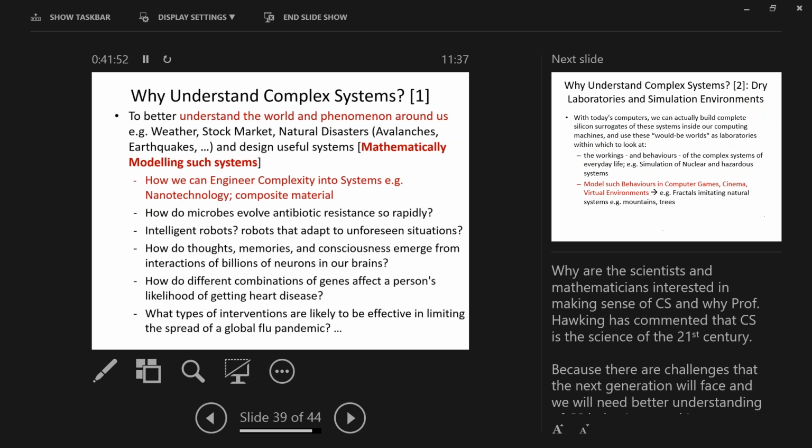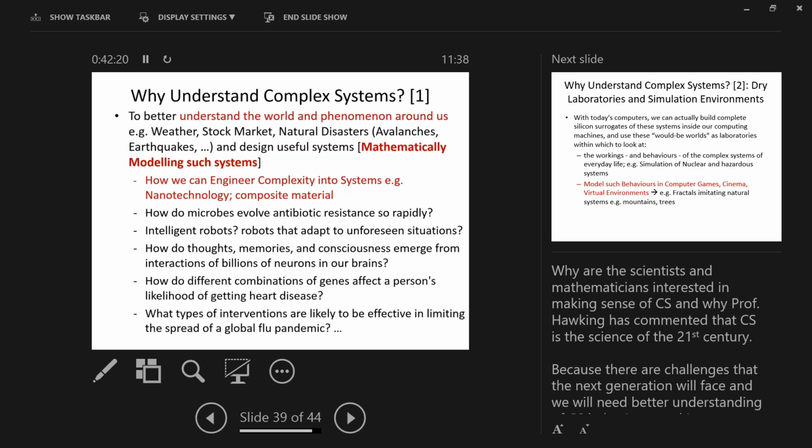The complex system behavior. Understanding of complex system behavior is important to better understand the world and phenomena around us, whether it is stock market, natural disasters, avalanches, earthquakes. Apparently, there is some work I have been doing with colleagues in India at IIT, Turkey, where we're looking at avalanches and earthquakes.